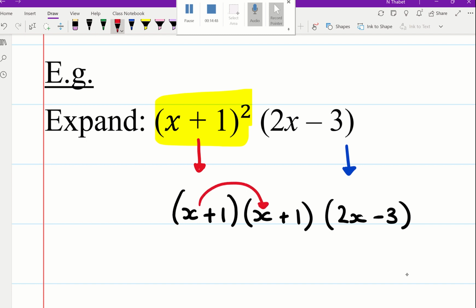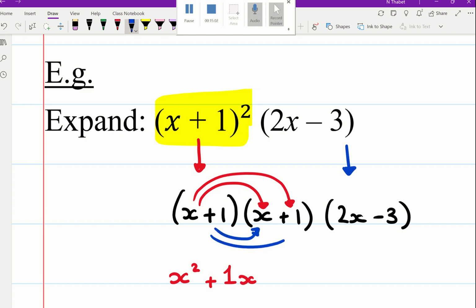x times x, x times 1. x times x is x squared. x times 1 is a positive 1x, and then 1 times x and 1 times x. 1 times x is a positive 1x. 1 times 1 is 1. It's not a 2. I'm not adding, I am multiplying. 1 times 1 is 1.